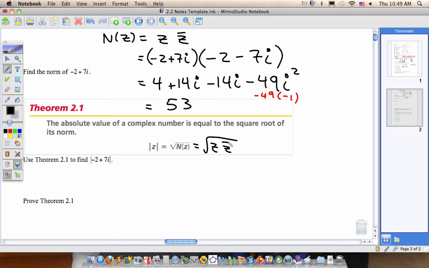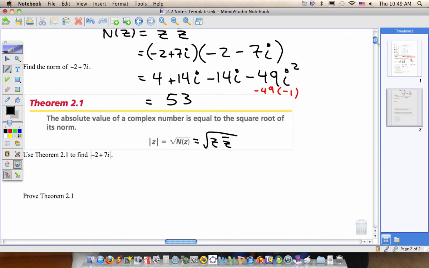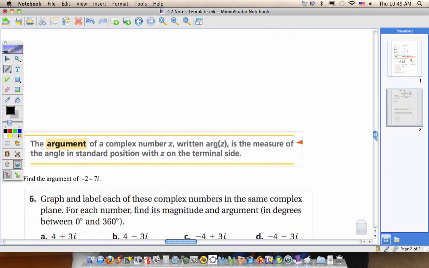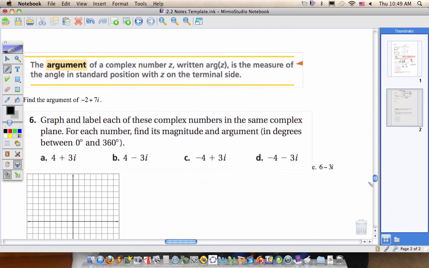So that's saying we can either think of plotting it and finding the hypotenuse, the distance between 0, 0 and that point, or you can do the norm and then take the square root. Personally, I like to plot it in the plane and look at the length. It's easier for me to remember. But this is an alternative to what you can use.